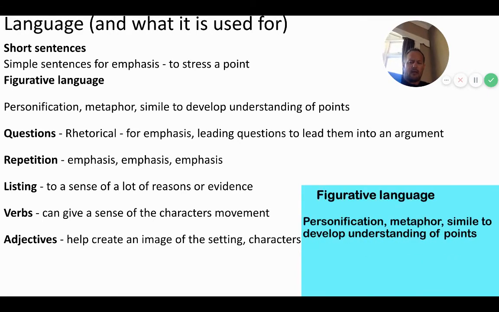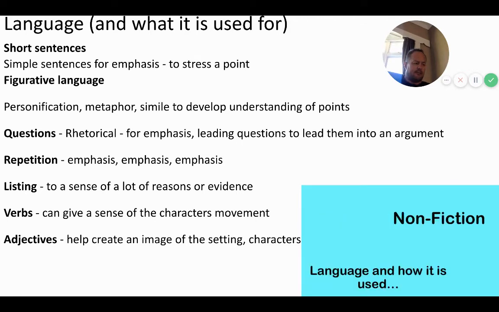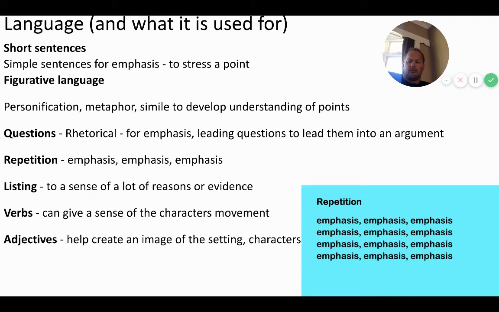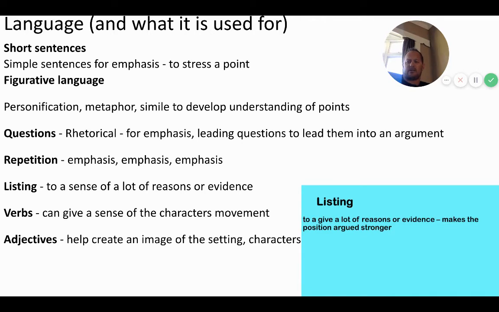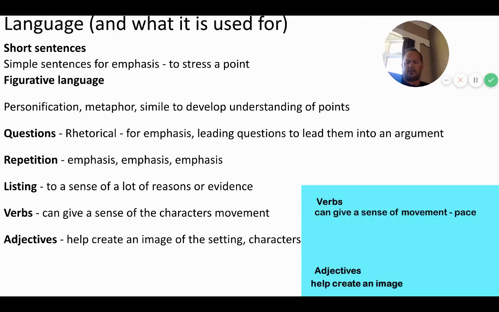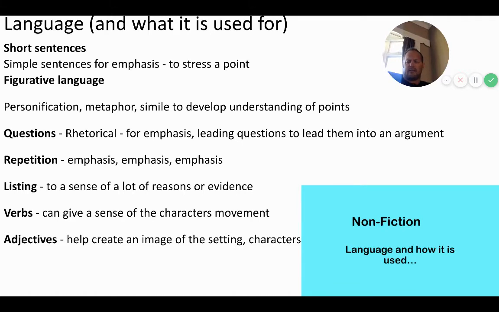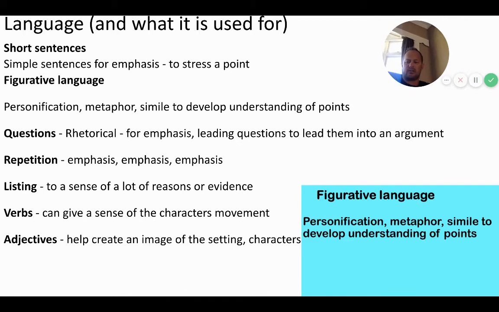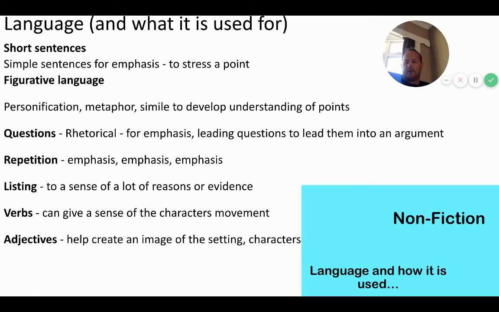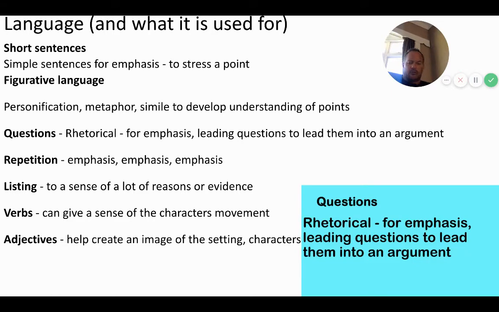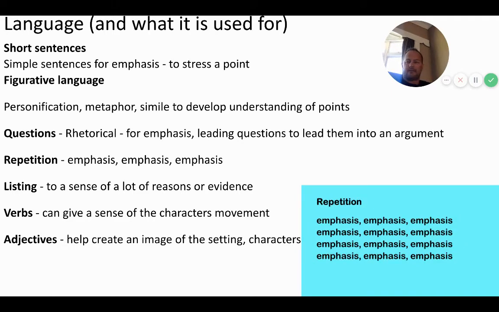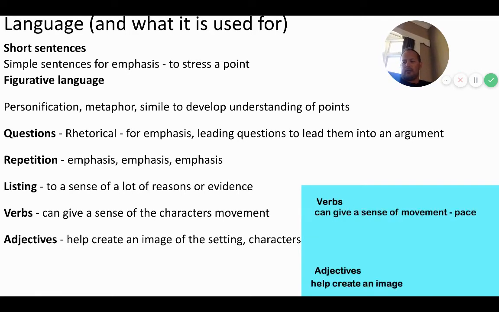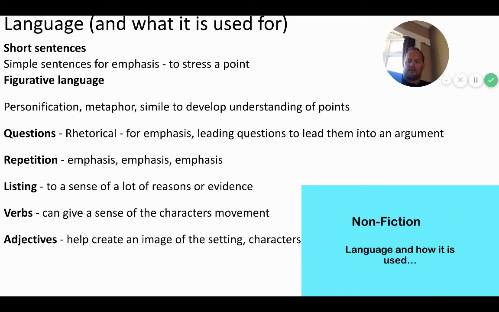Okay, so there's a bit of a summary. Clearly personification, metaphor, and simile are important to know, and also an understanding of some basic grammatical terms like verbs and adjectives. Each of the texts has different things. We've got rhetorical questions in non-fiction. You've got rhyme in poetry. You've got short sentences to build emphasis in non-fiction, and short sentences to build tension or give an idea of rising action in fiction.